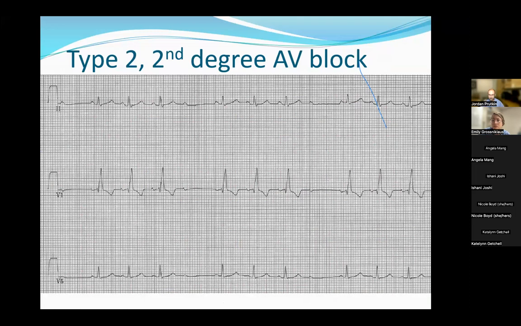Sorry, the black and white sometimes doesn't always come through as well. But if we look at this V1 here in the middle, we have a dropped beat here. You have a PR interval that is fixed here, and it's the same as it is afterwards. So this is type 2 second degree AV block. Type 2 is more concerning that it's going to progress to complete heart block. Also, the fact that this person has a bundle branch block, so the QRS is wide, is making you concerned that their conduction system already has some disease in the His or below the His. And so that's going to make this more likely to be Mobitz 2.